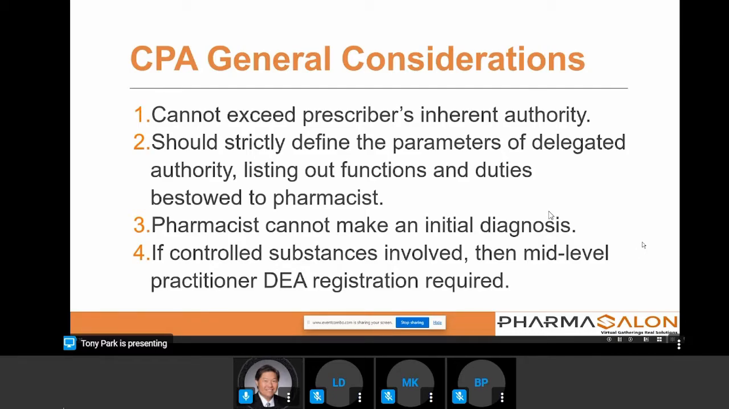You never want a contract so open-ended that it says something like, me as the MD here, I delegate whatever and everything that I can do under the sun to the pharmacist. That is not a meaningful contract, and quite frankly, that could potentially get you into some problems should a patient be harmed, for example, down the road.